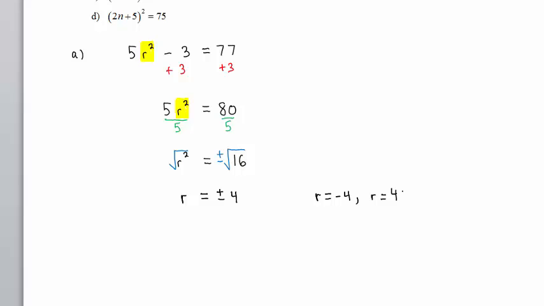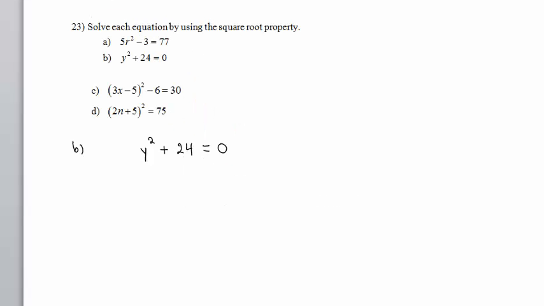Now let's go on to part B. Y squared plus 24 equals 0. To use the square root property to solve, we must isolate the squared quantity, which is y squared. We subtract 24 from both sides. We get y squared equals negative 24. The squared quantity is isolated, so we apply the square root to both sides, incorporating a plus or minus. We get y equals plus or minus square root of negative 24.